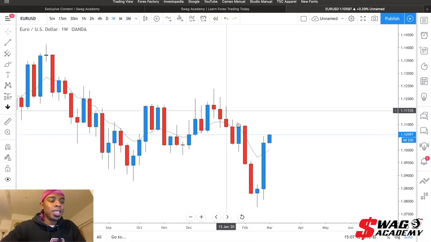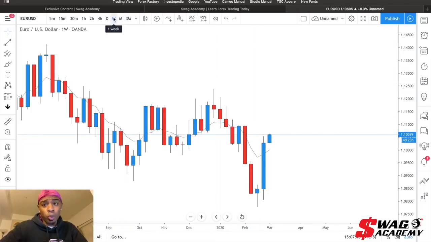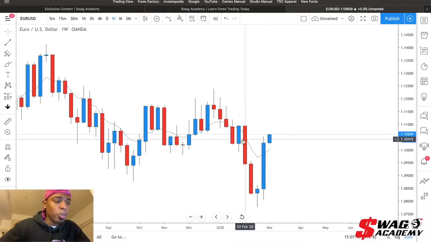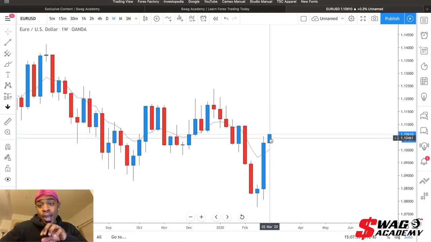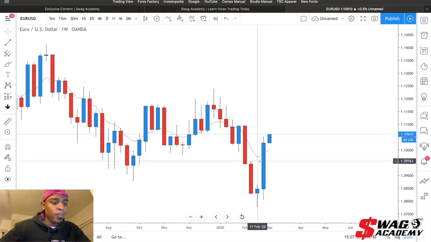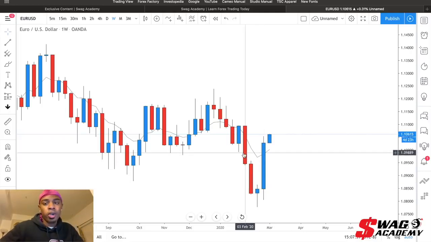What that means is each candlestick, these are called candlesticks, represents a time frame. So I'm on a W, which means weekly. That means every single candlestick represents 1 week in the market, every single one. So this is the week that we're in right now because the market just opened. This was last week, February 24th, February 17th, my birthday, February 10th, February 3rd, and so on and so forth.